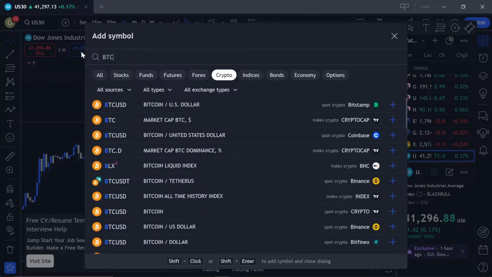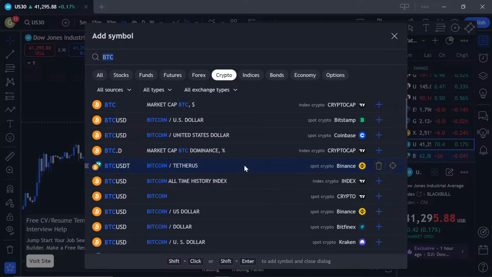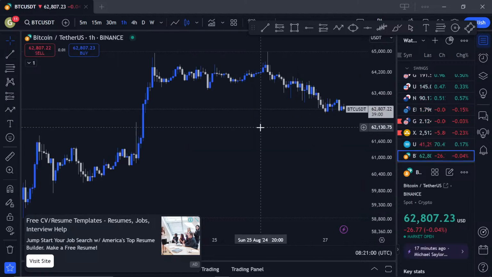Coming to BTC. Okay, BTC USD. This is a Binance spot. It doesn't really matter, let me just analyze it with it. Okay, price of Bitcoin at 62 grams.